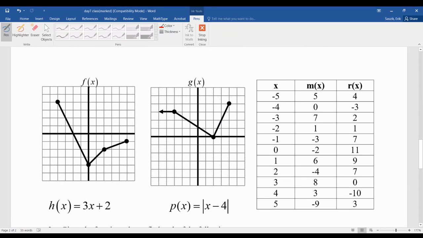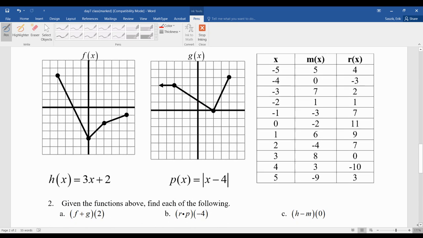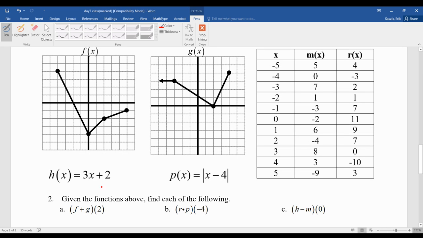On the back side, so we started to do this stuff the other day. We got six different functions here. So there's an f graph function, there's a g graph function, there's an h of x equation function, p of x, and then there's actually two functions here. So here's the input, and here's the output with m of x. But here's the output if you use r of x. So it's actually two functions in one. You'll see what I'm talking about.